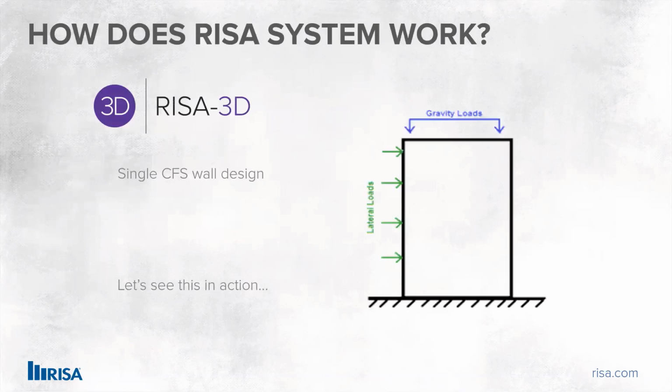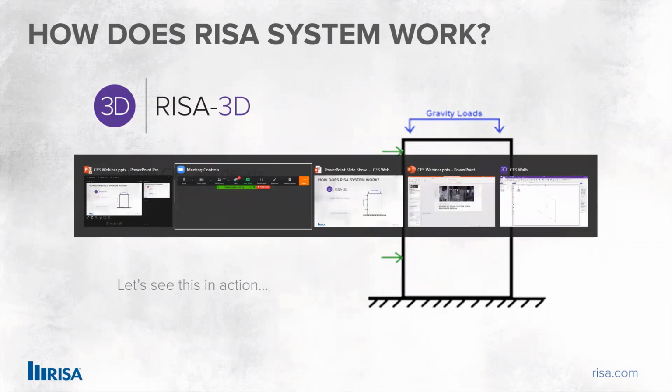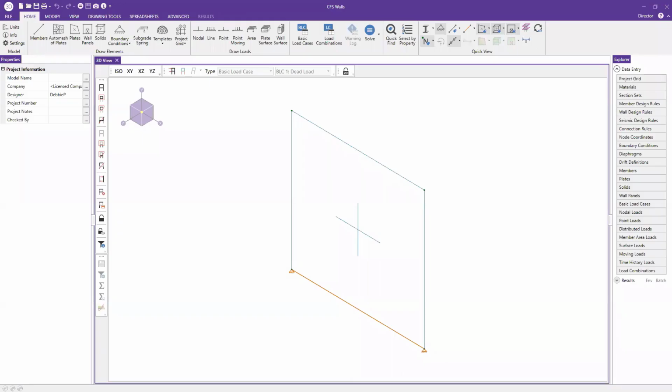But what I want to show you first of all is just RISA 3D, a single wall, and how that works in RISA 3D. We're going to apply gravity and lateral loads, and I'm going to jump into RISA 3D here. See if I can jump in. Okay. Let me grab my mouse and see if I can get there.